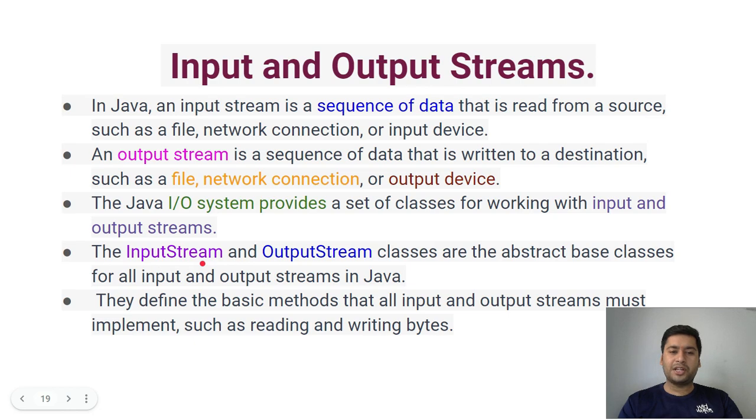The InputStream and OutputStream classes are abstract base classes. That means you can't create an object of them or perform operations with them directly, but there are many implemented classes for InputStream and OutputStream that we can use for all input and output stream operations in Java. They define the basic methods that all input and output streams must implement, such as reading and writing byte data. That is a really nice concept, the input output stream.